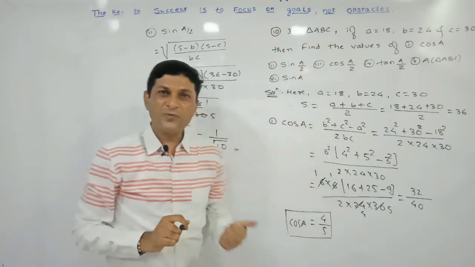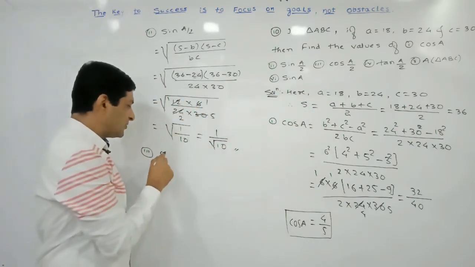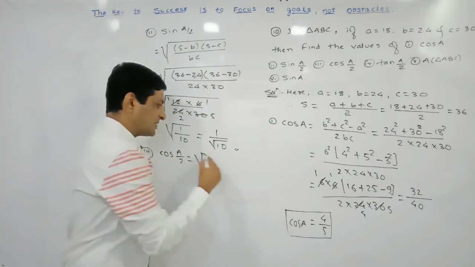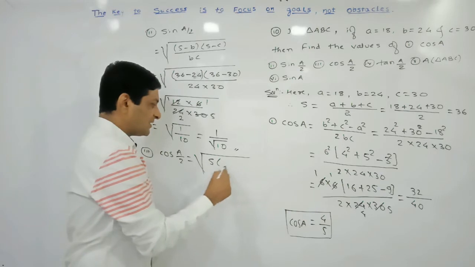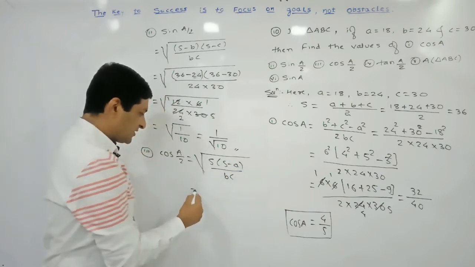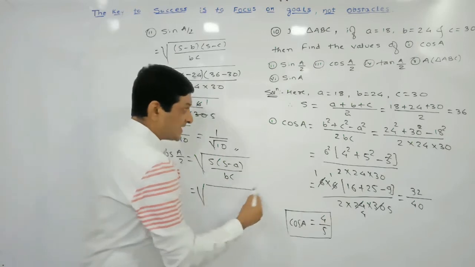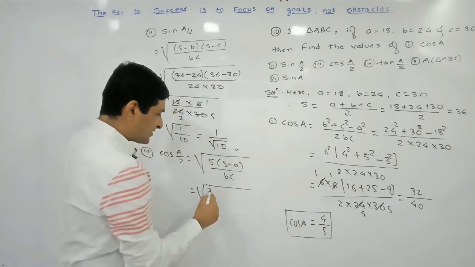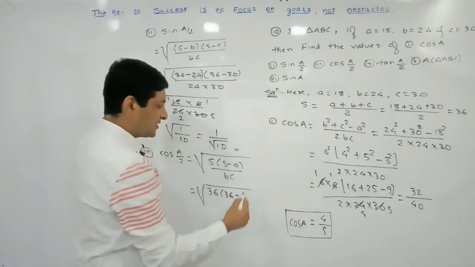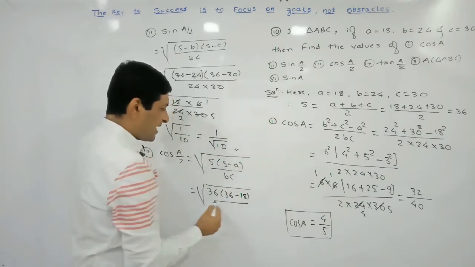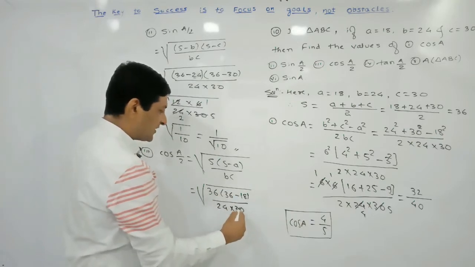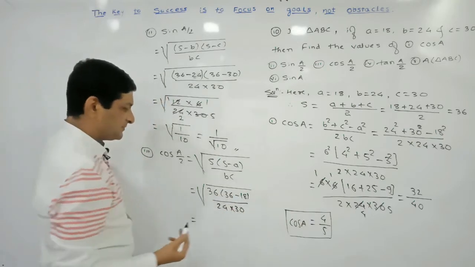Cos A by 2. To find the value of cos A by 2, here also we are making use of half angle formulas. So what is that formula? Square root of S into (S minus A) divided by BC. Now substitute the values. Already the value of S is known to us. What is the value of S? 36. And here 36 minus A means what here? 18. Divided by BC. B is equal to 24 and C is how much? 30. Let us simplify it.